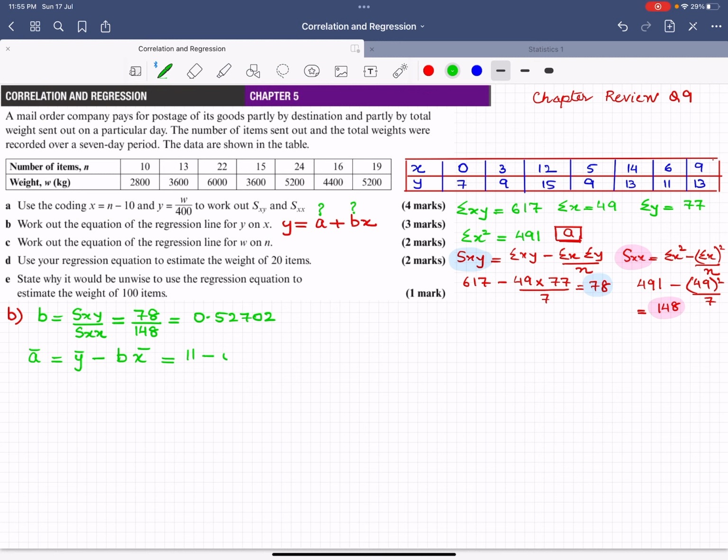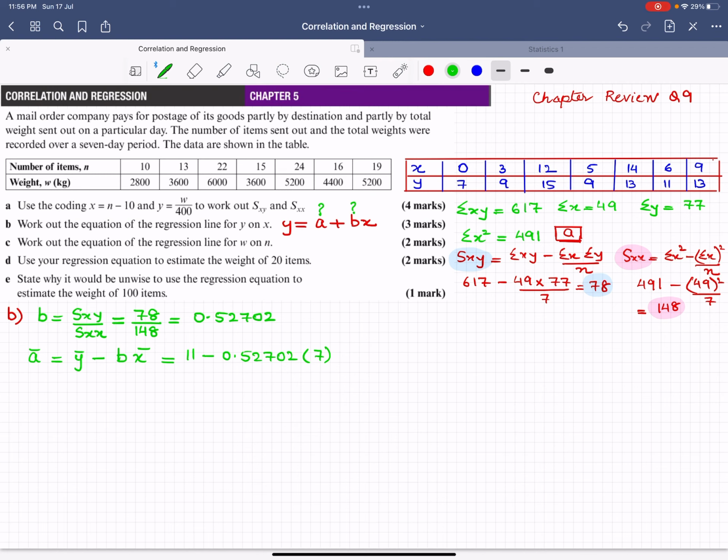Minus the b value, which we have already, 0.52702, multiplied by the average value of x. So we have the total value of all the x's added, or summation x is 49. Average is 49 divided by 7, as we have 7 entries of x. 49 divided by 7 is 7. Therefore, the average value of x is 7.